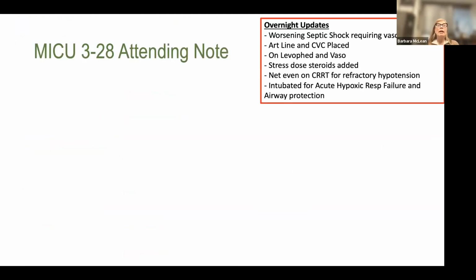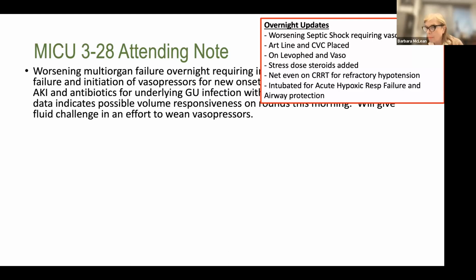Okay. Overnight, the attending notes he got worse. He required vasopressors. He got an art line and CVP. He's on Levophed and vasopressin. Stress dose steroids were added. He's at net even, meaning what went in came out. CRRT for refractory hypotension. Intubated for hypoxic respiratory failure and airway protection. So he gets much, much, much worse.